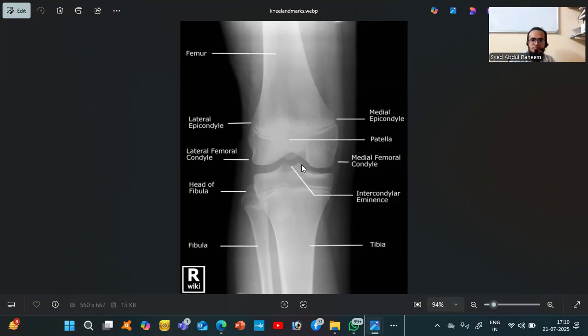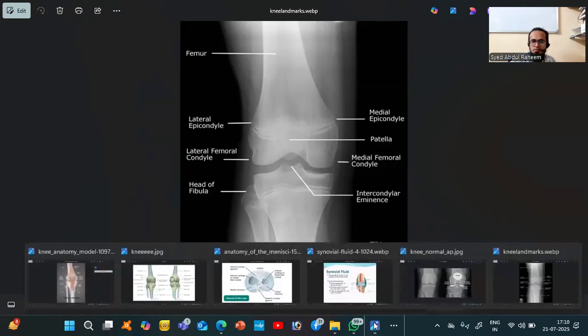You can see patella. This is the intercondylar eminence. This is tibia, fibula, head of fibula. This is medial condyle. Okay, medial femoral condyle. Okay, all these are X-rays. Next image I will show you.